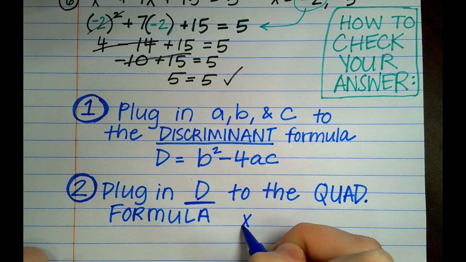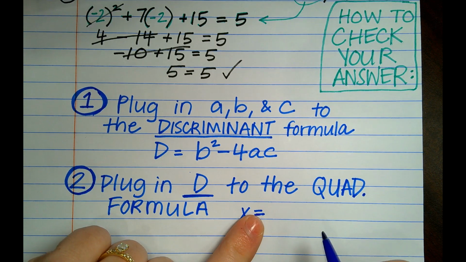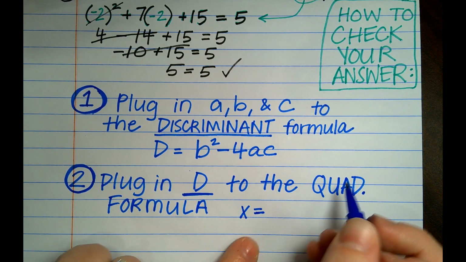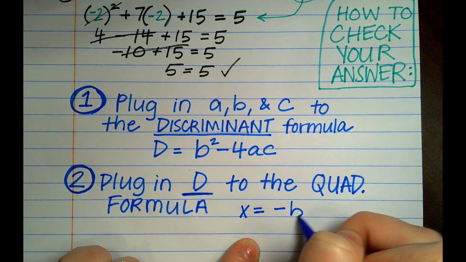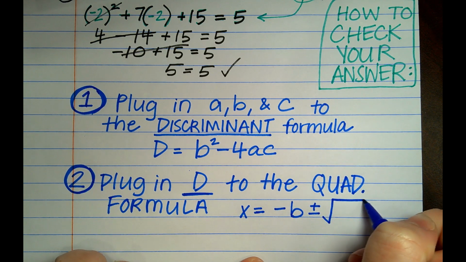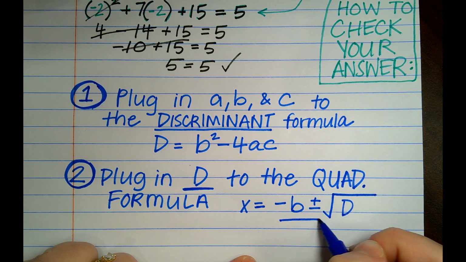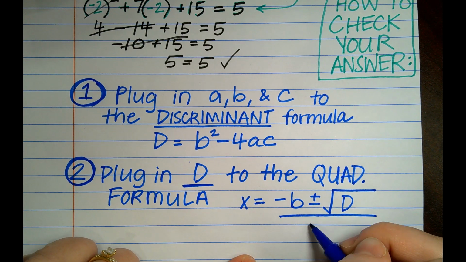And there are 2 ways we can remember this. I'll write the simplified version first, and that's where we have negative b plus or minus the square root of the discriminant. All of it divided by 2 times a.